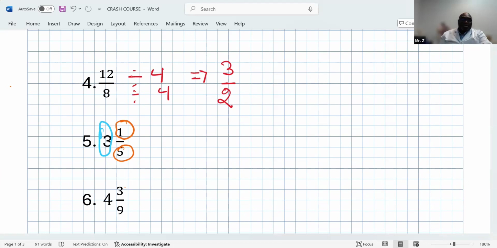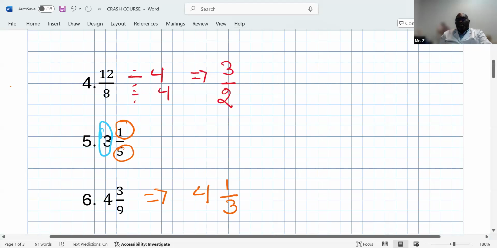Okay, so you have to look at it. Can the 3 and 9 be simplified? If the 3 and 9 can be simplified, then go ahead and simplify that. So this is going to become 4 and 1/3, because we divide 3 by 3, and when we divide 9 by 3, you have 3. All right.